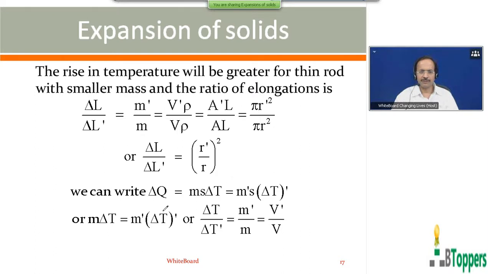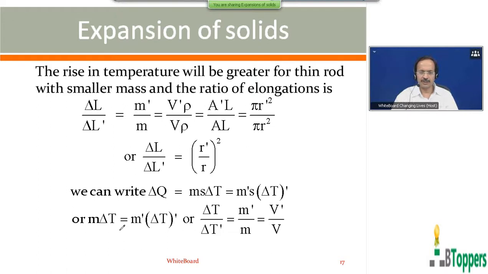So I have shown the working for increase in volume expansion also. We can write delta Q equal to m s delta T for the first rod, m dash s into delta T dash for the second rod. Specific heat s is the same for both the rods. So m into delta T equal to m dash into delta T dash.